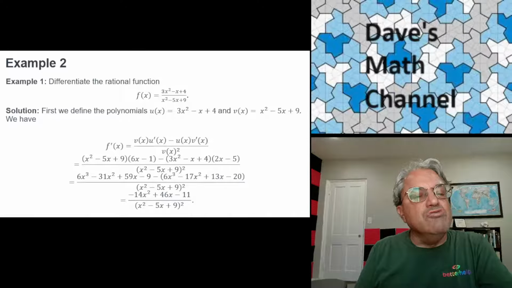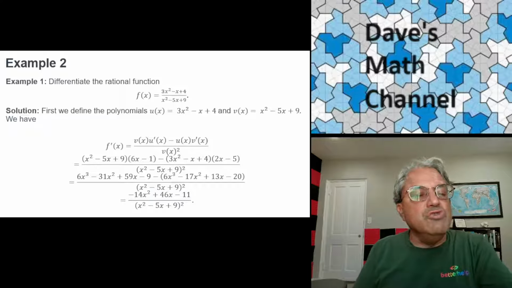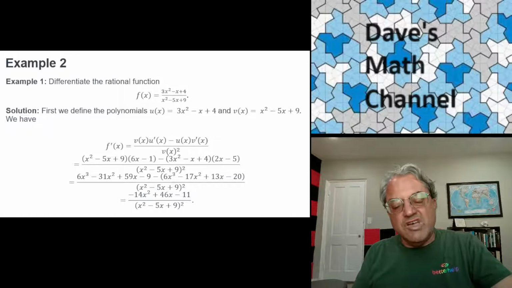But the numerator turns out to be minus 14x squared plus 46x minus 11. Notice that the cubic terms cancel, so you're left with a quadratic polynomial in the numerator. And then the denominator is just what it was before, x squared minus 5x plus 9 quantity squared. So that's a harder example, but that's how you do that.